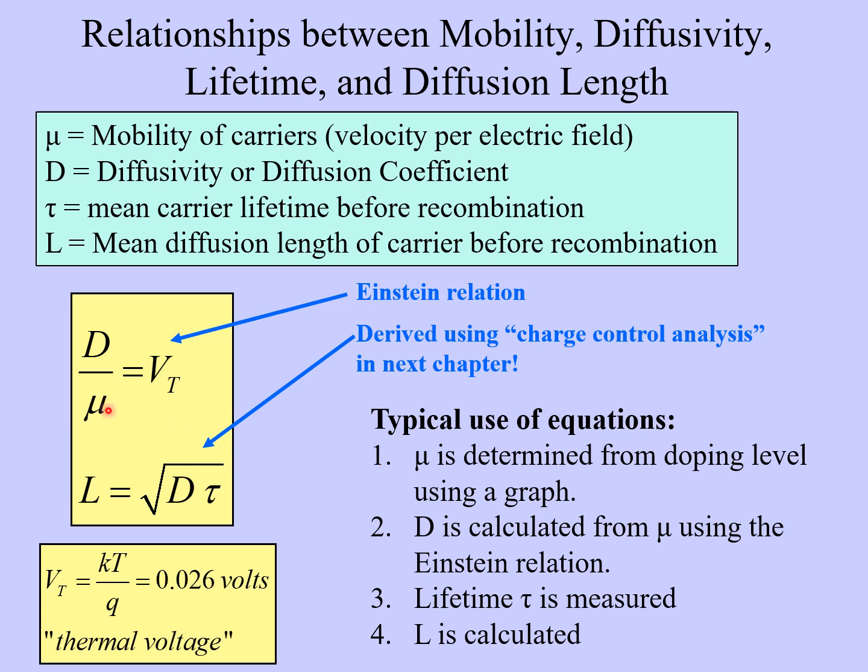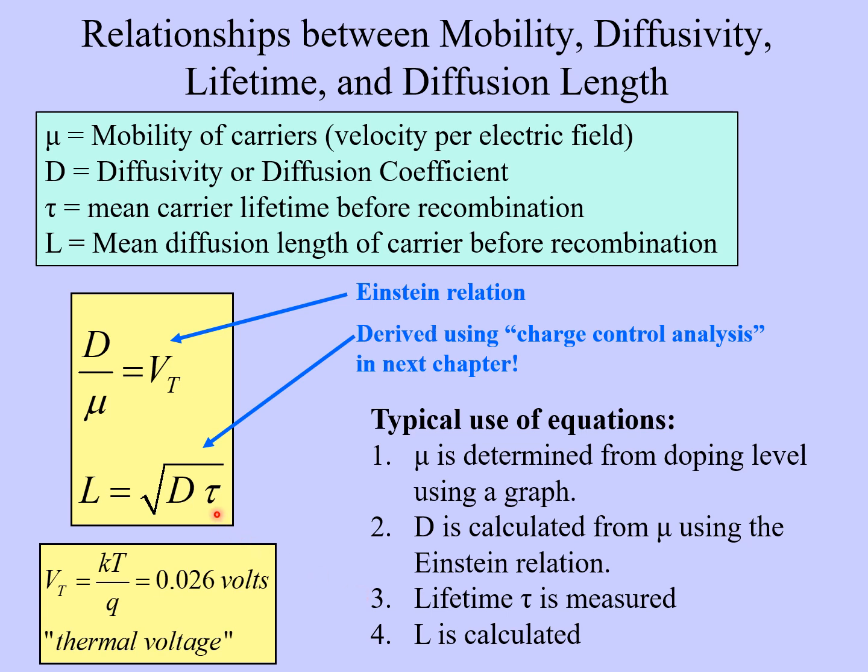Once we know what mu is, we can calculate diffusivity by using the Einstein relation. We can move the mu over to the right side, and we did this in those previous examples. D is just equal to mu times Vt. And then the lifetime is typically measured or given to us. We'll do an example on the next slide. So that's something that we can't really calculate per se, but we're given that information.